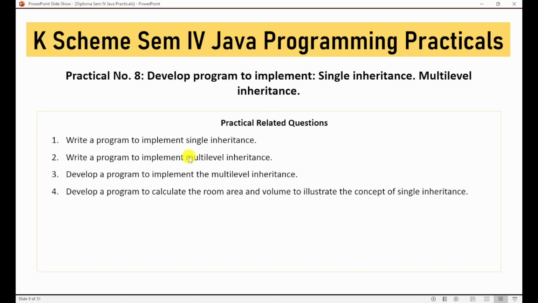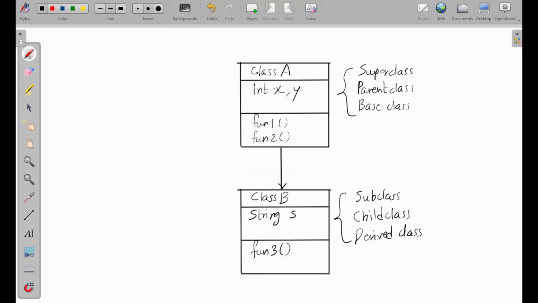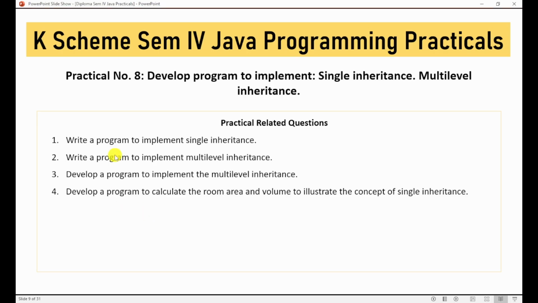So, moving toward the question. In this question, what is given? Write a program to implement single inheritance. The same diagram I have displayed denotes a single inheritance. A single class will be present and that class will be inherited into another class. That is called single inheritance. Now, moving toward the code directly.